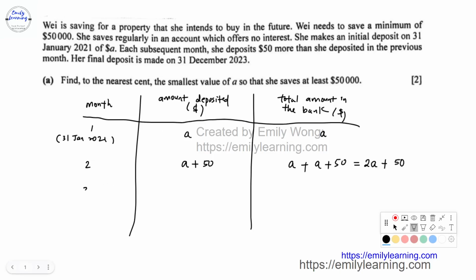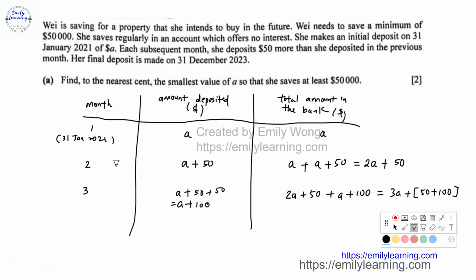Next, let's move on to the third month. In the third month, she would have deposited A plus 50 plus 50, or in other words, A plus 100. At the end of the third month, she'll have the previous amount plus A plus 100. So it'll be 2A plus 50 plus A plus 100. If I sum them up, I have 3A plus 50 plus 100.